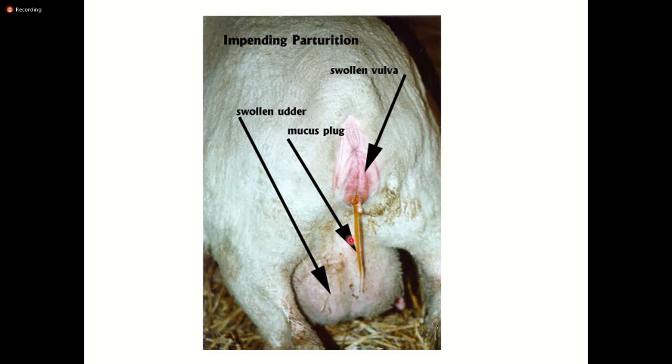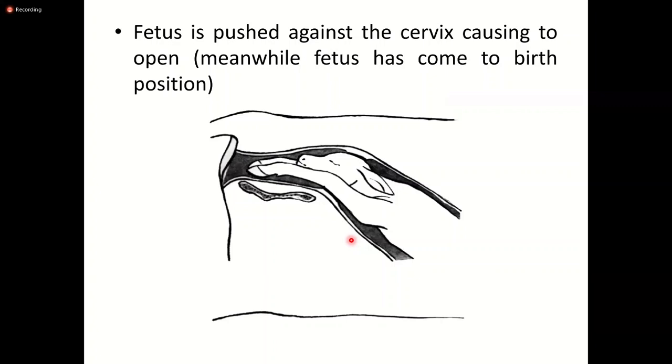So these are the basic signs or signals of parturition, which means within a very few hours, she will give birth to the young animal, right? So this is what happens. This is the normal birth position, right? Usually the front leg will come out first, right? This is what we call the birth position.